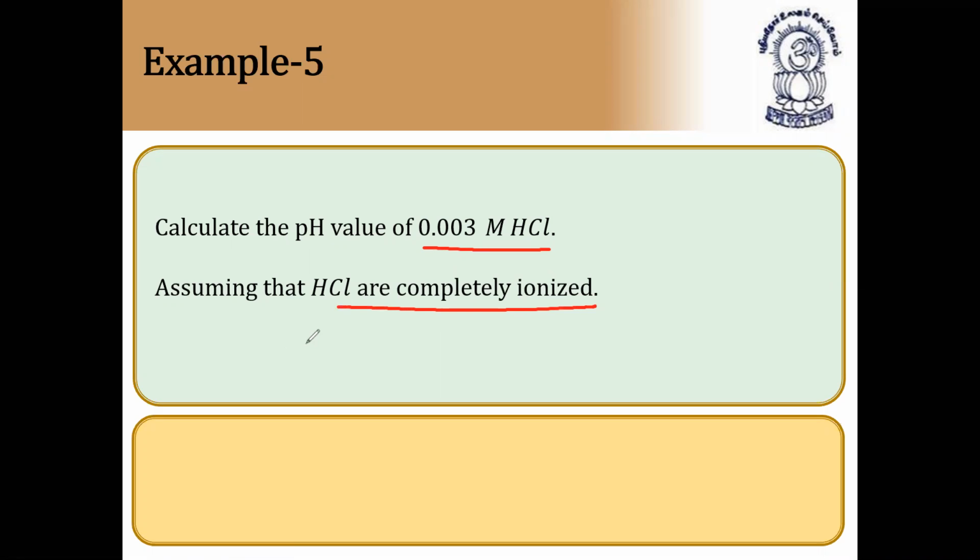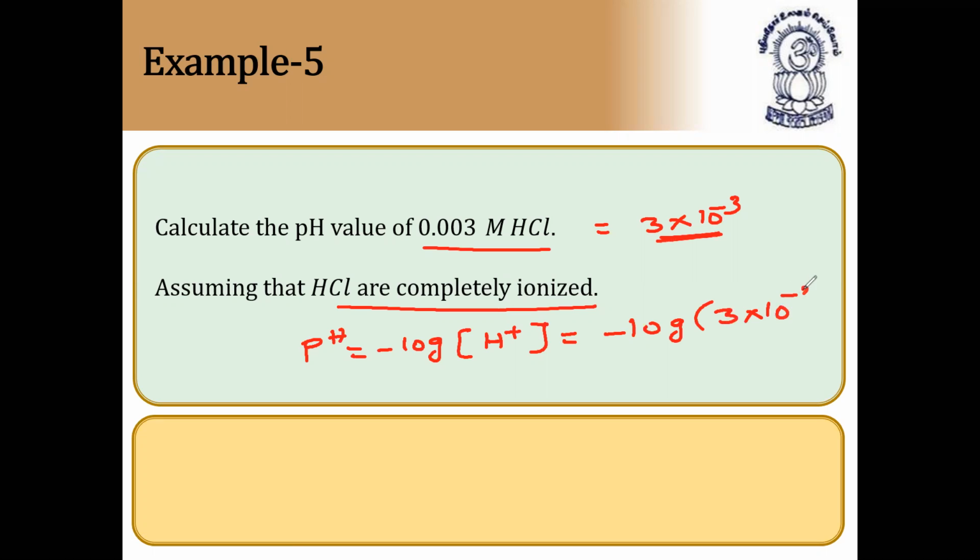So pH is equal to, we know pH is equal to negative logarithm of concentration of H plus ions. So we can say minus log of 0.003, which can be taken as 3 into 10 to the power of minus 3. So minus log of 3 into 10 to the power of minus 3. Minus 3 and minus of minus log, it becomes plus. So it becomes 3 minus log 3.